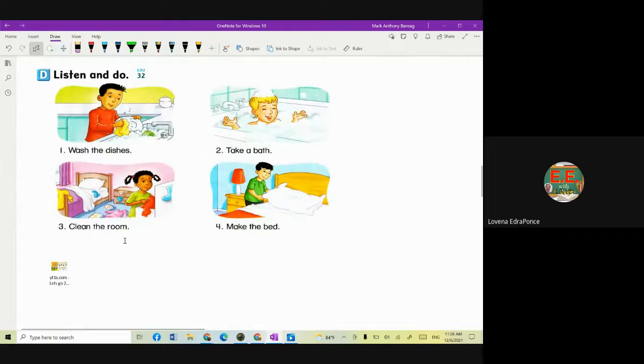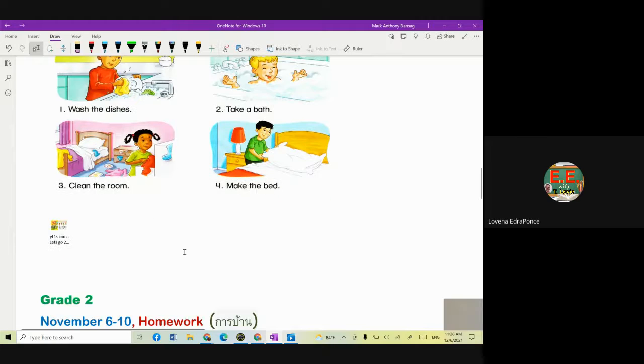Okay, now let's learn more on page 53, letter D. So number 1 is wash the dishes. Number 2, take a bath. Number 3, clean the room. And number 4, make the bed. All right.